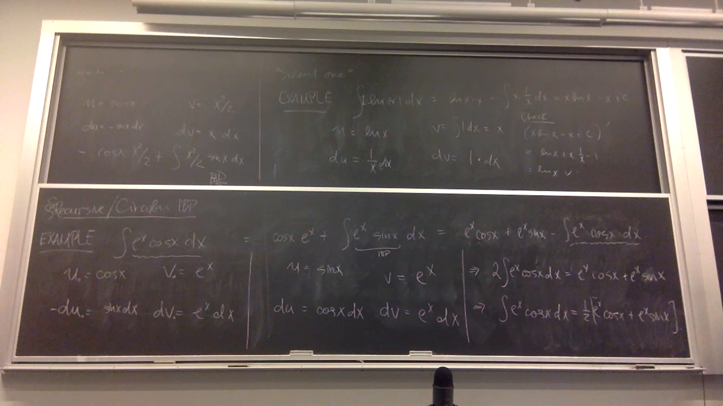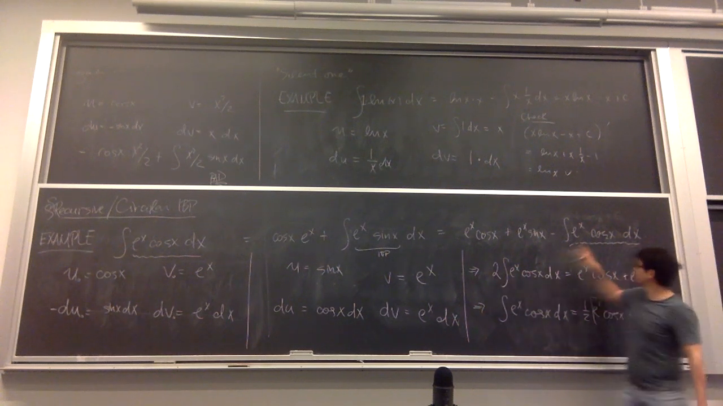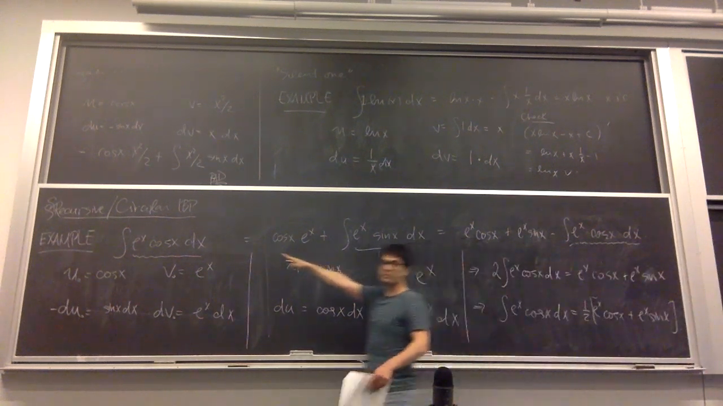Isn't that the answer? I just rearranged. Okay, so with recursive or circular integration by parts, you end up generating the question as part of the solution, and then you can just move it. It's a handy little trick. Why was that a 2 originally? Why is this a 2? Because there's one of them over here and one of them over here.